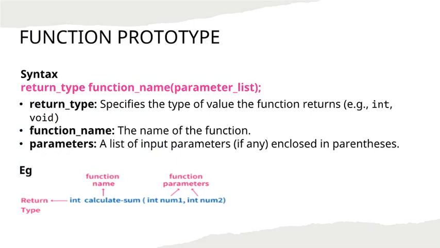Now let's talk about the prototype of the function. We have return type, function name, parameter list as the syntax, where the return type corresponds to the data type returned by the function. Function name is the name given to the function, and finally, the parameters are the inputs which are given to a function if required. In the example shown, integer is the return type, calculate sum is the function name, and the function parameters are integer num1 and integer num2.